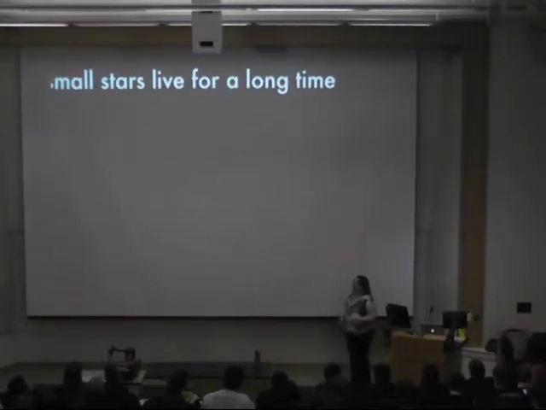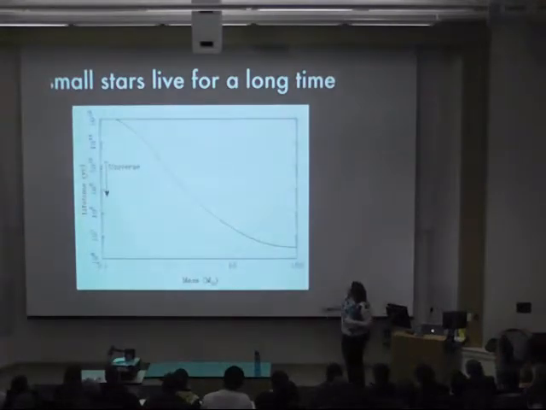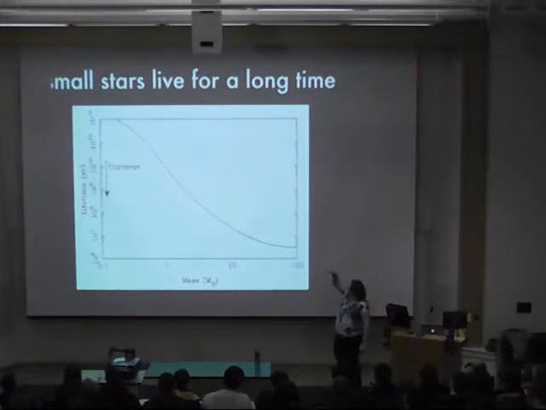Next, small stars live for a long time. I'm not kidding about a long time. This shows lifetime as a function of mass. The mass is in units of solar mass, so it's compared to the mass of the sun. The age of the universe is given by the top of that arrow, about 14 billion years.